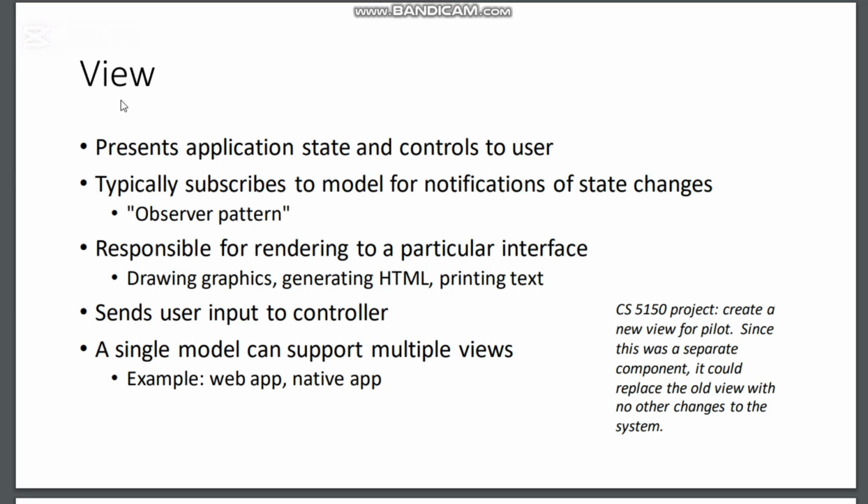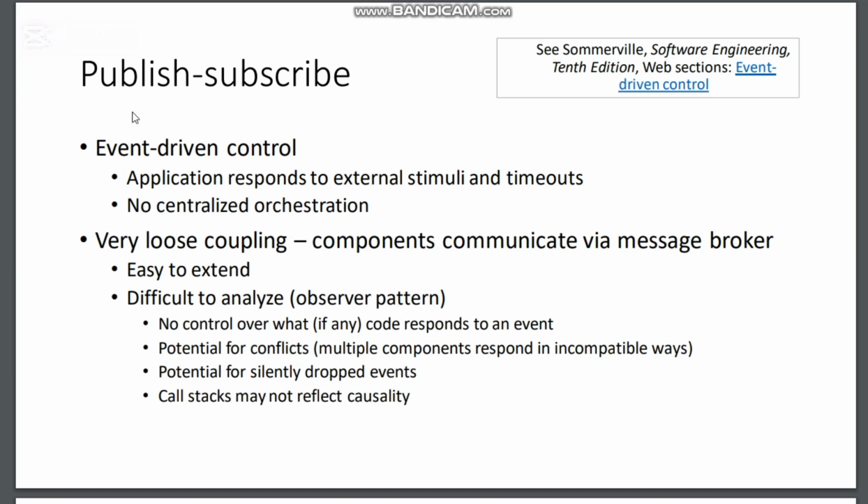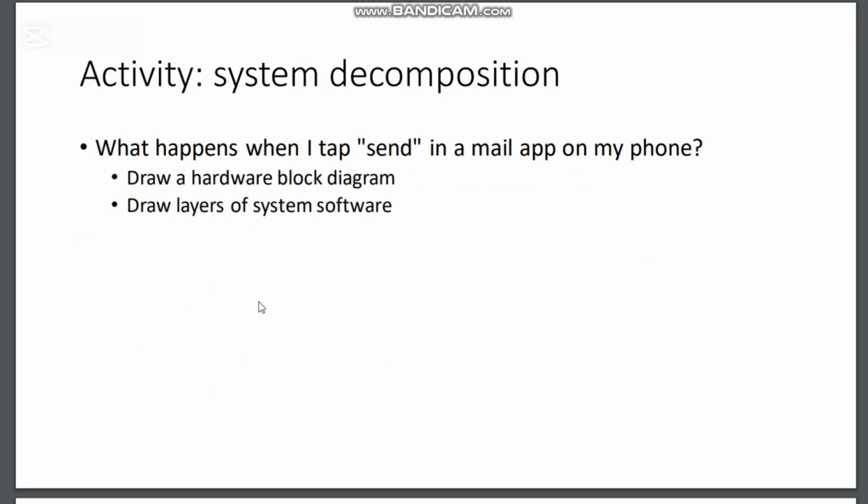The basic purpose of the view is to send user input to the controller, and the controller will manage it. After changing the state, the controller will notify the model, and the model will save the state and also notify the view about its current state. This is all about model view controller and publish subscribe. There we have event-driven control and very loose coupling. Components communicate via a message broker, which makes it easy to extend. So these are its benefits.